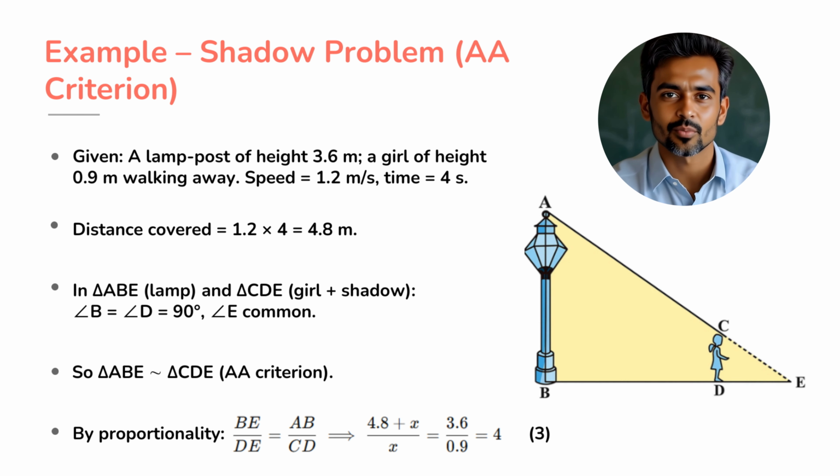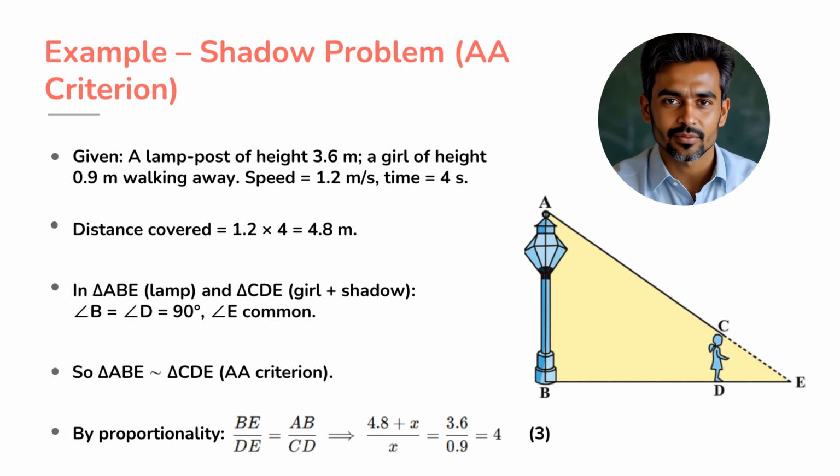its shadow as someone walks away from it? Sounds like a fun mystery, right? Let's dive into a problem where we'll use some geometry and similarity to find the solution. This is where understanding the criterion becomes really powerful.